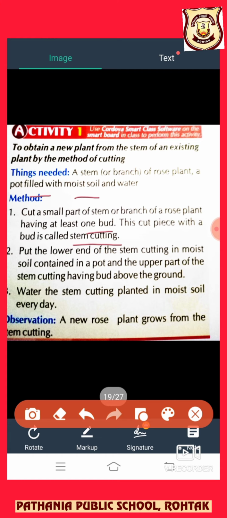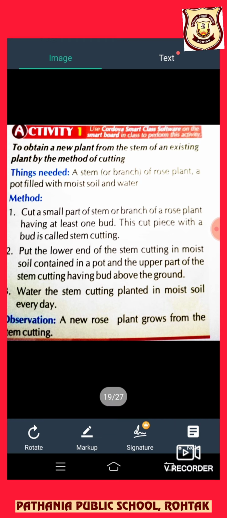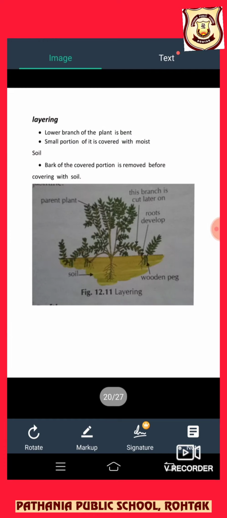Put the lower end of the stem cutting in the moist soil, and the upper part of the stem cutting having the bud should be above the ground. Water it, give it nutrients, and definitely after a few days you can see a new rose plant has grown from that stem cutting. So this is the activity that you can do.